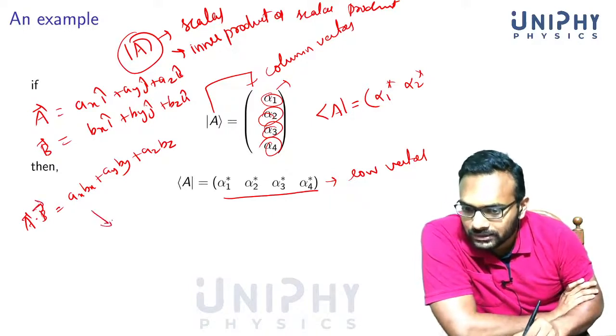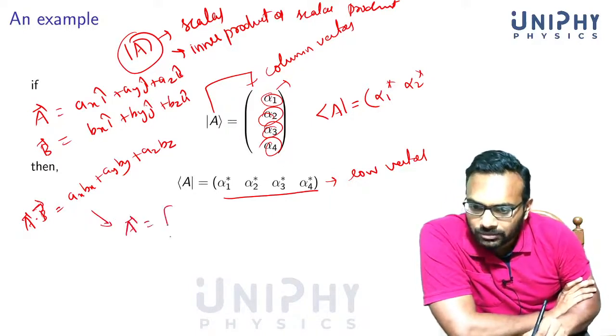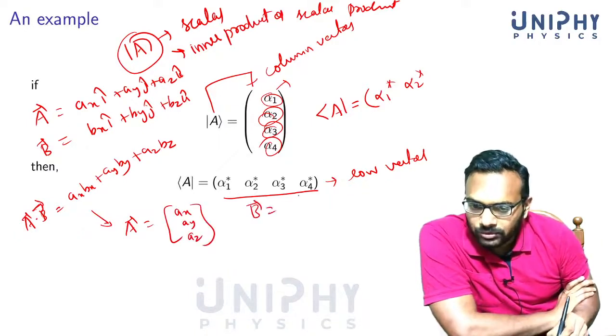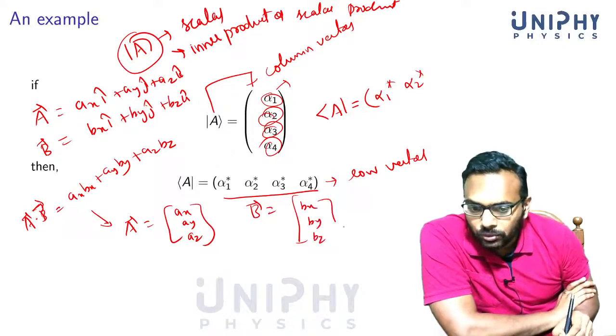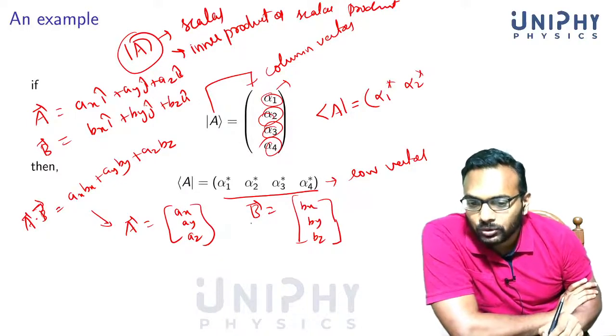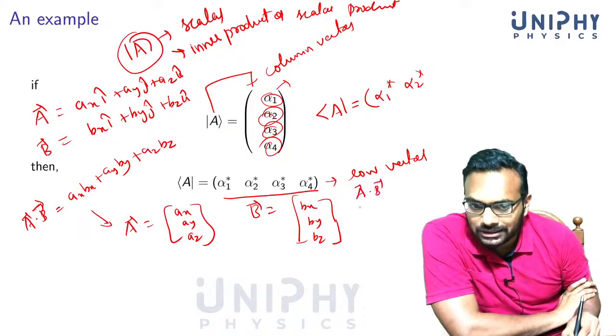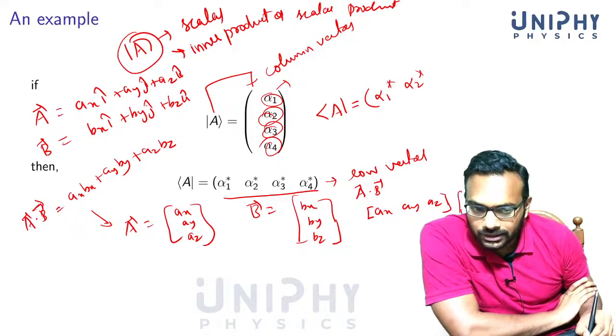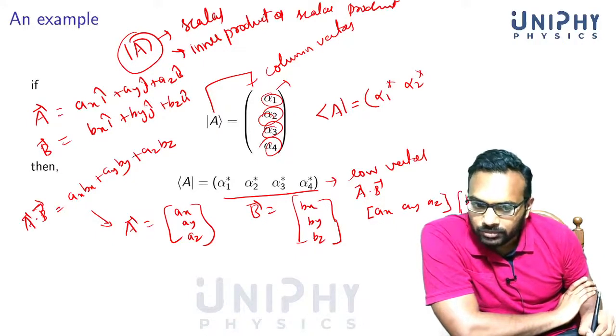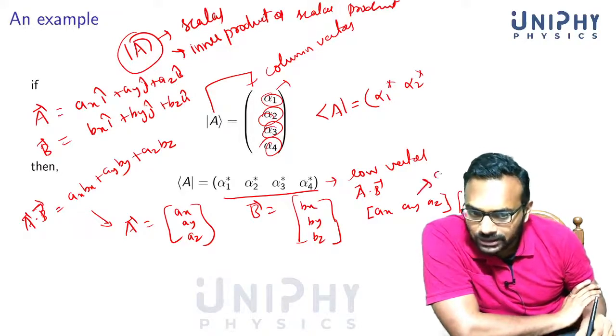This is a real vector space, so this is easy. We can write A vector, for example, as a column vector AX, AY, AZ, and B vector is the column vector BX, BY, BZ. So there is no way to get a scalar from two vectors. You need a dual space. So what is A dot B in this case? It is AX, AY, AZ as a row multiplied in this manner with the column BX, BY, BZ.